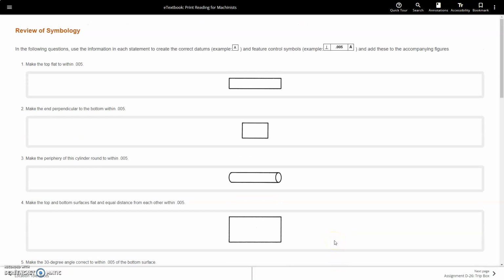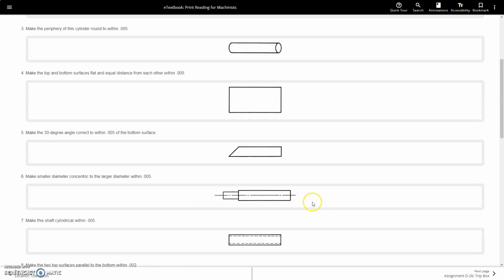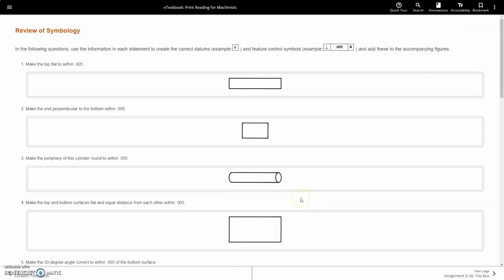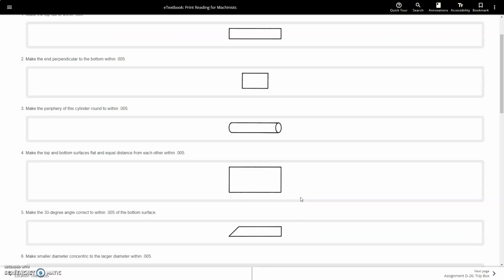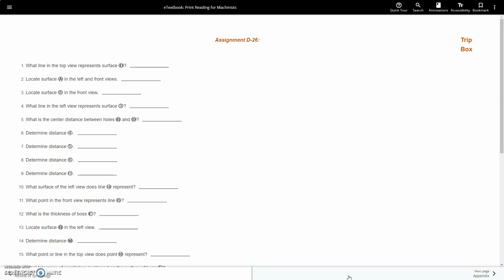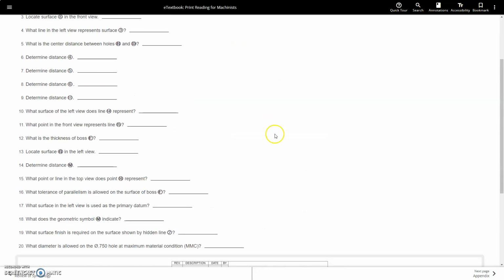Review of symbology is in the following questions. Use the information in each statement to create the correct datums. Okay, so we're not going to actually do that, and then here is your assignment that we're going to be doing.